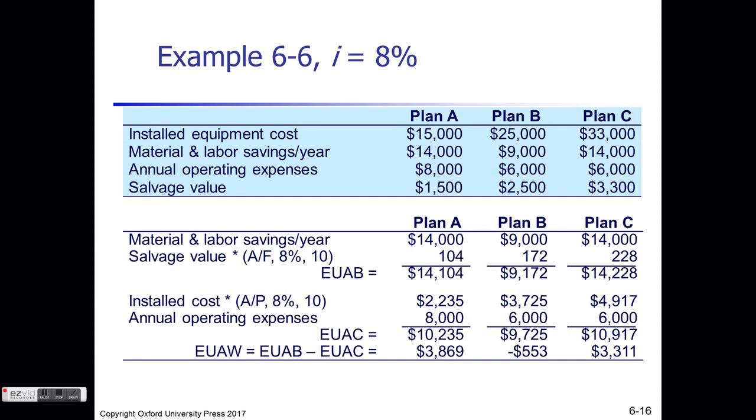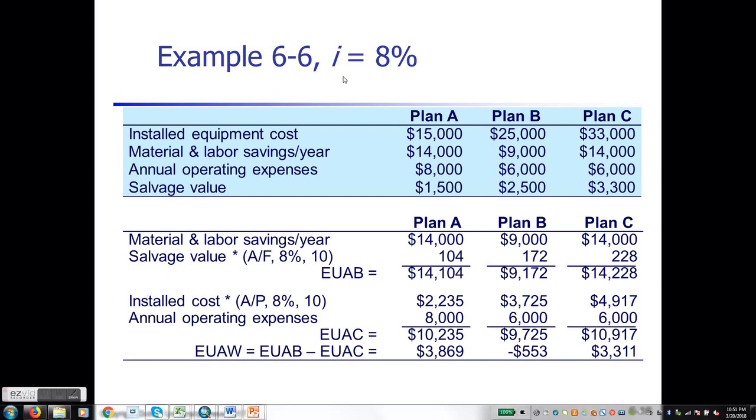Now, this is also another interesting problem. 6.6, we're going to do something very interesting. We're going to have different plans, plan A, plan B, and plan C. We have the installed equipment cost, we have the material labor savings per year. Savings, remember, are not costs, they are savings, so that means a benefit.